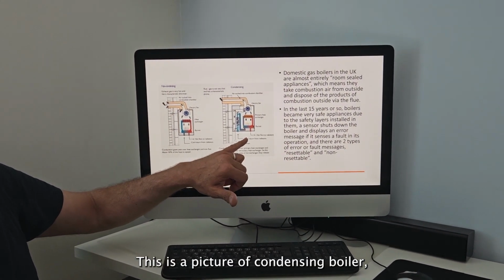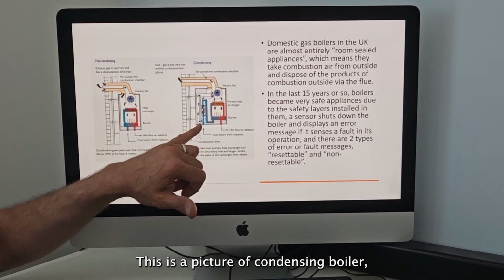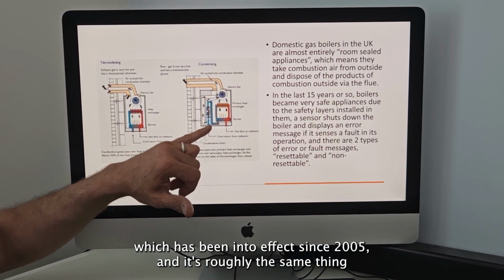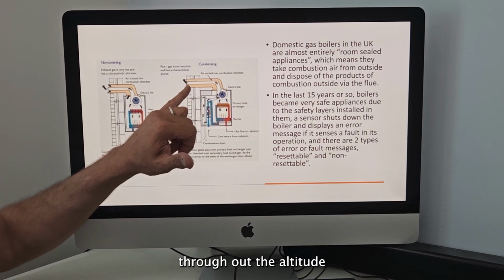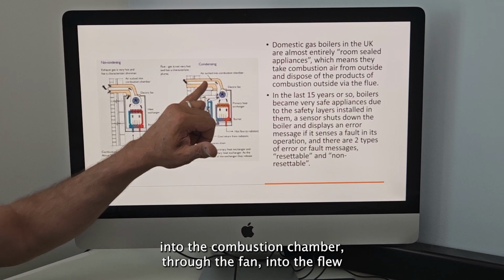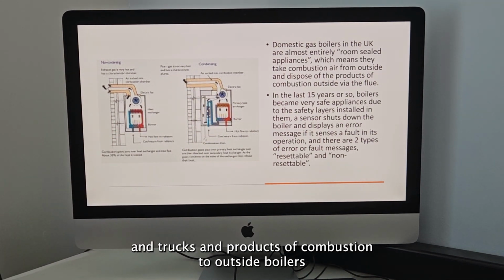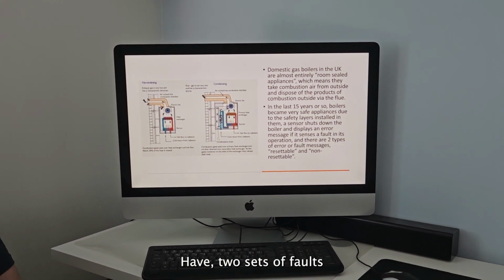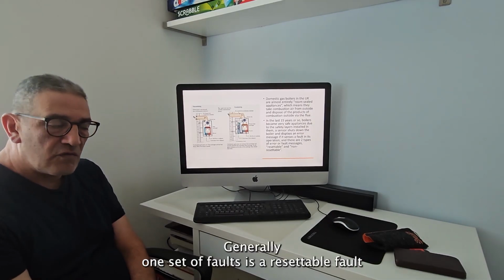This is a picture of a condensing boiler, which has been in effect since 2005, and it's roughly the same thing: through the outer tube into the combustion chamber, through the fan into the flue, and it chucks the products of combustion to outside. Boilers have two sets of faults generally.